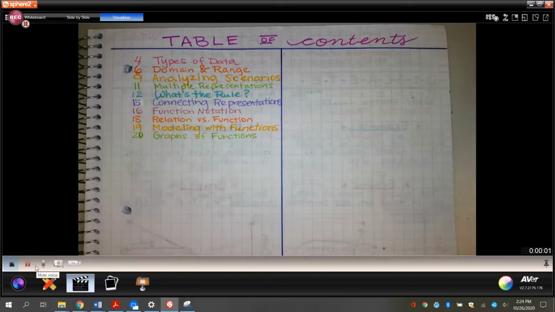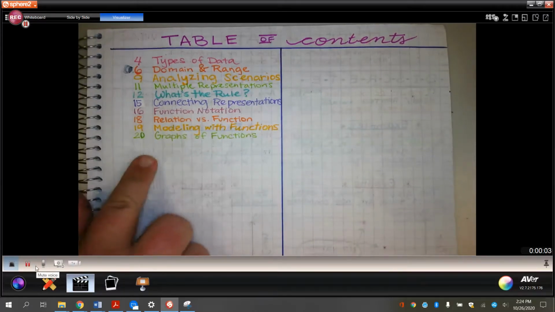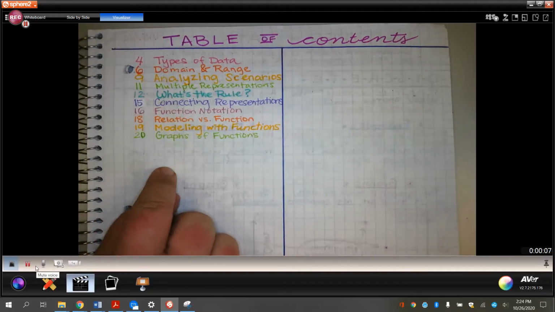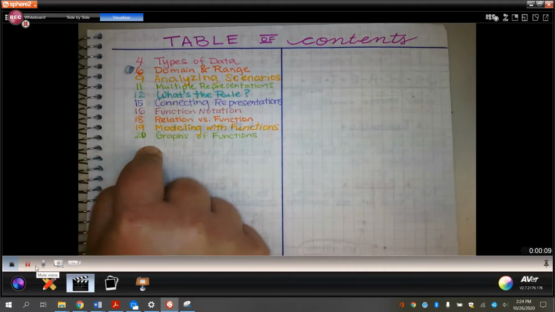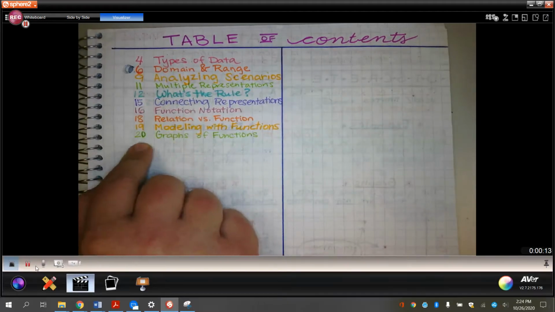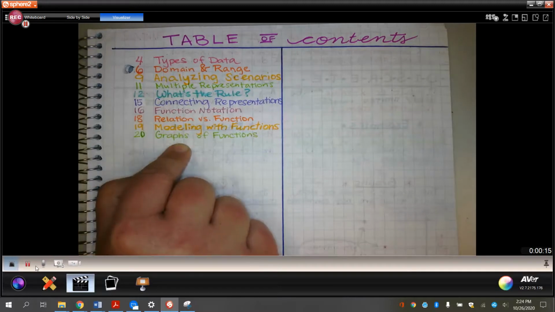Today we are on page 20, which is a left side, which is different than usual, okay, because it's only one page of notes and I'm not leaving a space for an entry task or anything. So page 20, again, left side, and the title is Graphs of Functions.